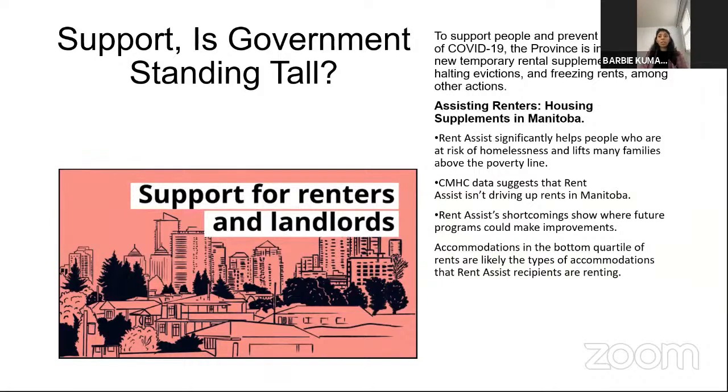In Manitoba, there was a policy introduced for Canadians that was assisting renters. Rent Assist significantly helps people who are at risk of homelessness and lifts many families above the poverty line. The CMHC data suggested that Rent Assist isn't driving up rents in Manitoba. Rent Assist shortcomings show where future programs could make improvements. Accommodations in the bottom quartile of the rents are likely the types of accommodations that Rent Assist recipients are renting.